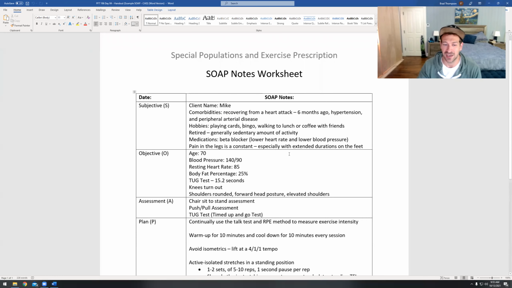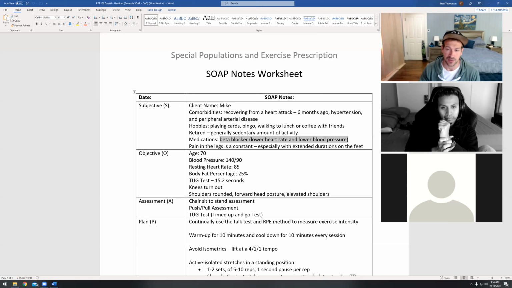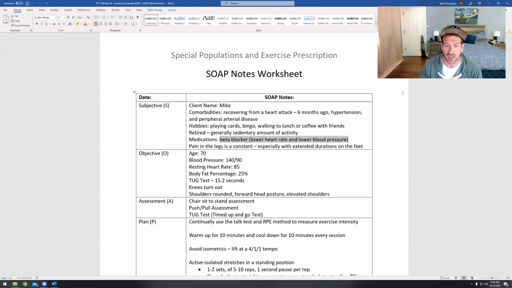Objective information: he's 70 years old, right? He's an older dude. He's retired. Because of that, he's generally pretty sedentary. He is on a beta blocker, which is going to lower his heart rate and lower his blood pressure, which means we have to be cautious about using heart rate zones. That's probably not going to be our best option. And he does have constant pain in the legs, which is way worse when he stands on his feet for too long. Blood pressure is 140/90.